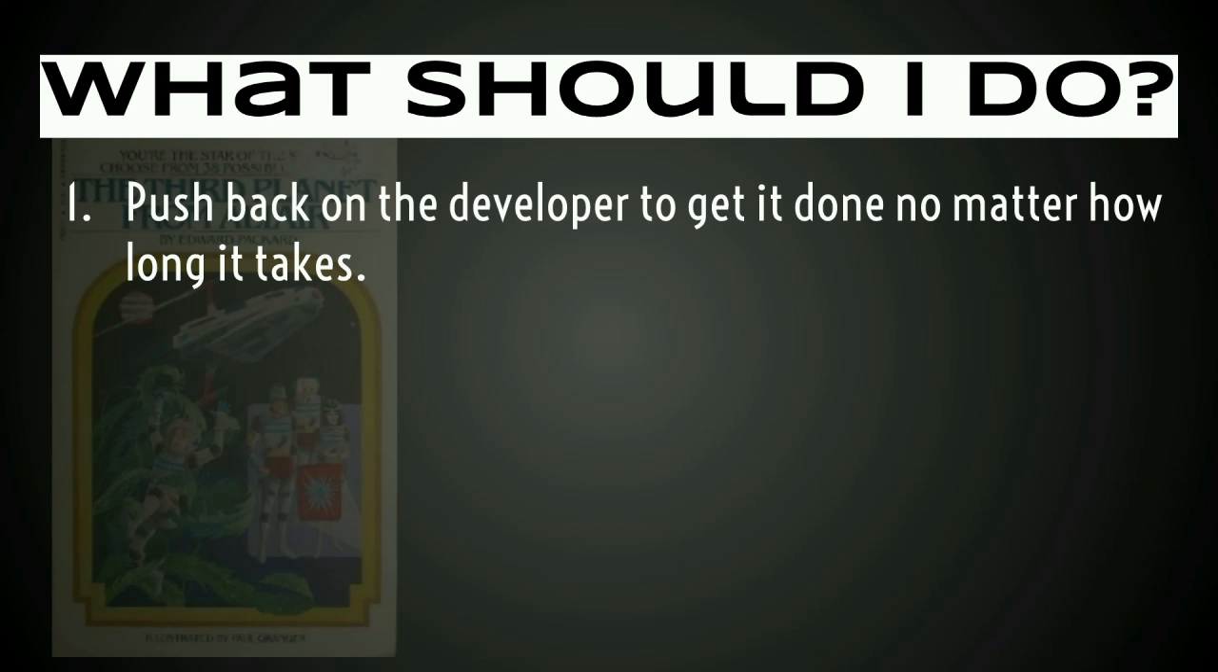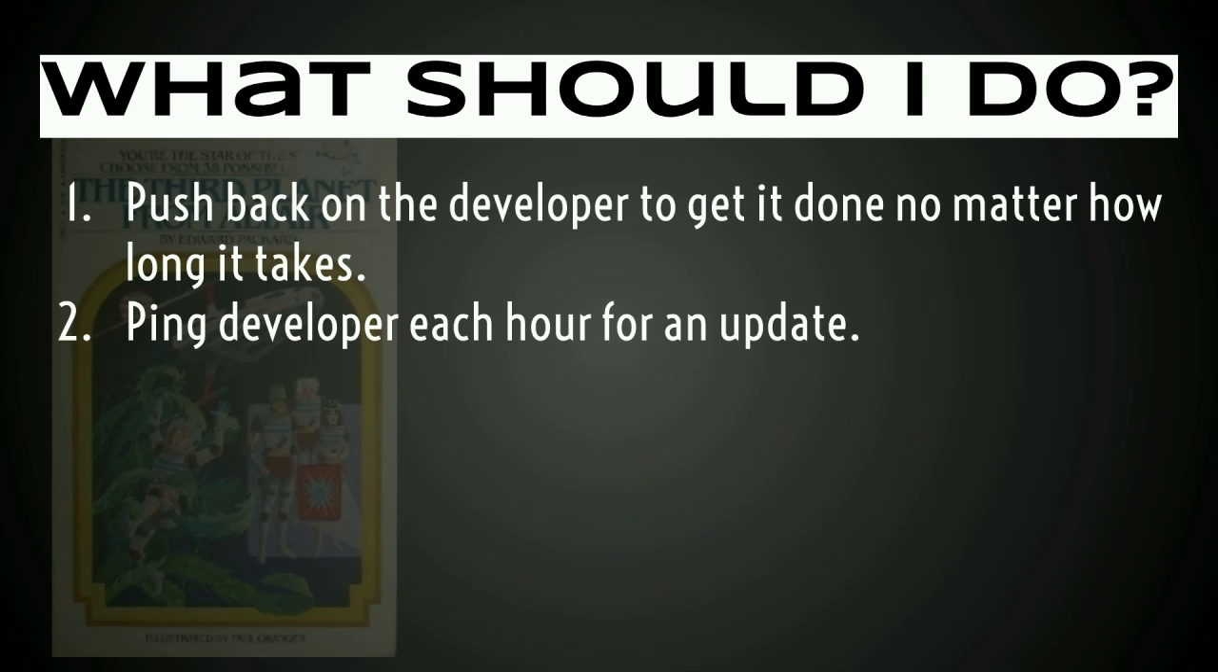My first option is I can push back on Ellie to get it done, no matter how long it takes. Be like, look, I need you to work all night. We have to get this done. You said you can debug it in a few days, but what if you spent 24 hours? Could you get it done faster? So that's option one. Option two is I could quietly, every hour, send her an IM and be like, hey, how's the comments going? And then at the end of each day, send her an email to make sure it's moving forward.